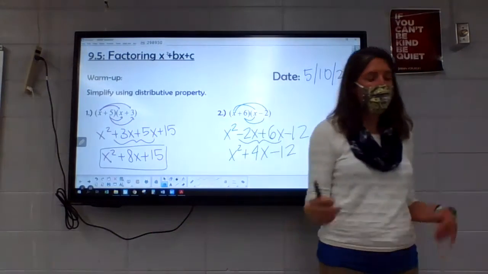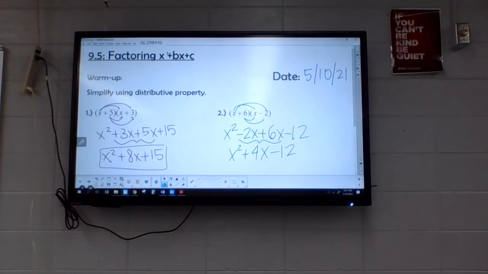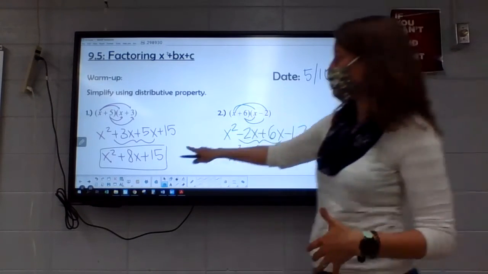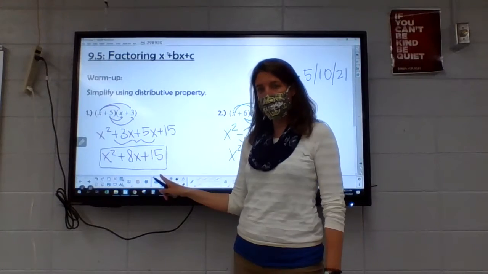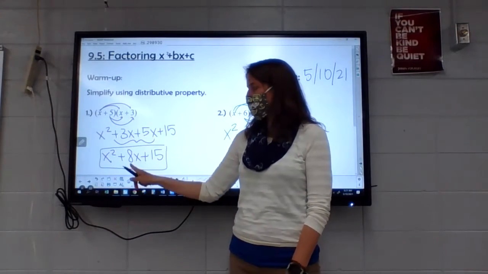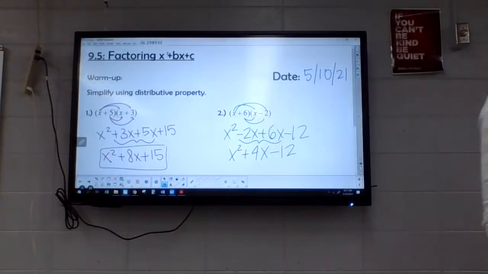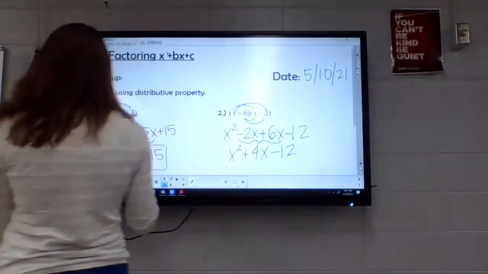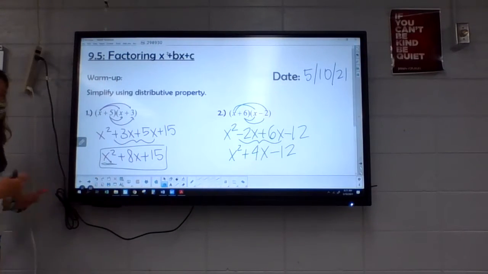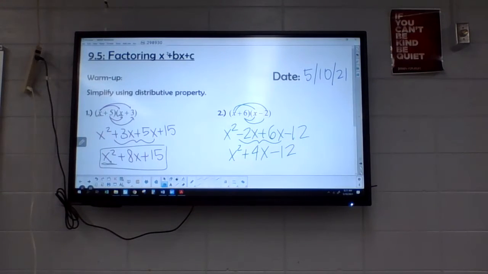How do I get 8 from those numbers? Add them. So like that little warm-up worksheet we did, those numbers come from the fact that 5 times 3 gives me 15, and 5 plus 3 gives me 8. Now, the x squared, that's just kind of a default, it just works that way. So that's where the x and x come from. That will always be the case. We're always going to have x times x to start off the problem.